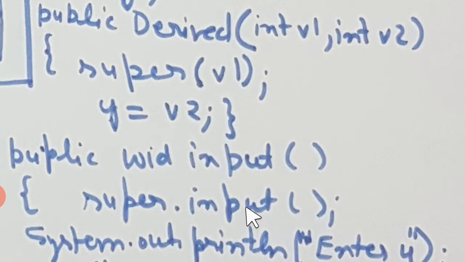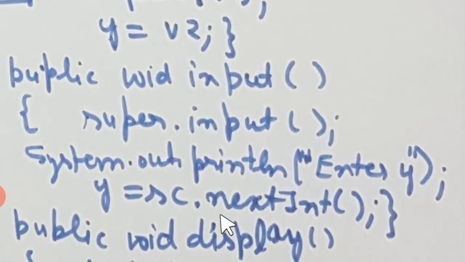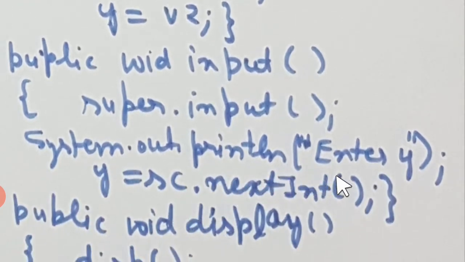And students, if I don't write super dot here and just write input, that simply means input is calling itself, that will become recursive. So never make this mistake. For calling the base class method, if it has the same name, just use the keyword super. So super dot input. Is that clear to everyone? After that we have to enter the value for y. So we write y equal to sc dot nextInt. The value of y will be entered.